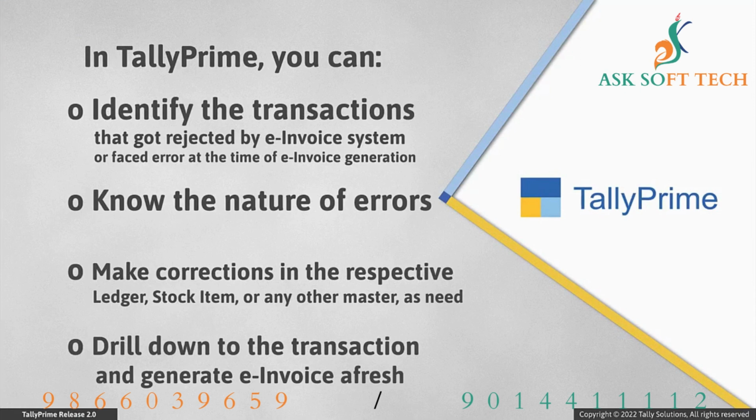As demonstrated, there can be errors during e-invoice generation and the transaction gets rejected by the e-invoice system. But there is nothing to worry as TallyPrime has got your back. TallyPrime not only helps you identify the errors, but you can easily drill down and make corrections then and there. Thereafter, you can generate the e-invoice afresh.